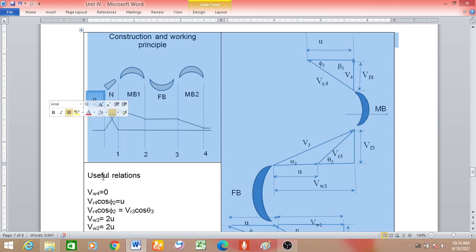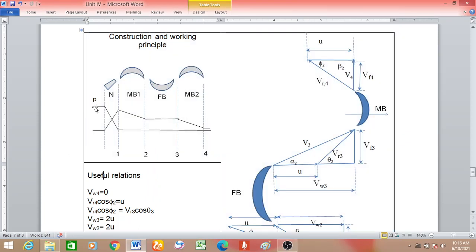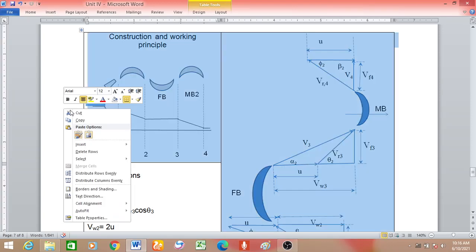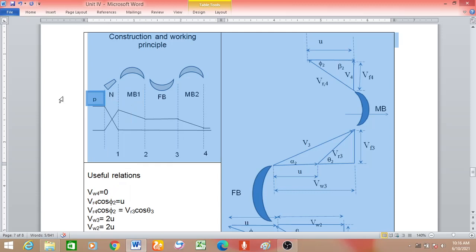Okay, so this is what we are saying, pressure is decreasing in the nozzle. Thereafter the pressure is remaining constant in moving blade 1. Fixed blade also, there is no pressure drop. Moving blade 2 also, there is no pressure drop. Pressure remains constant. Only in the nozzle do you have some drop. Similarly, if you see the velocity, how the velocity varies throughout the system.